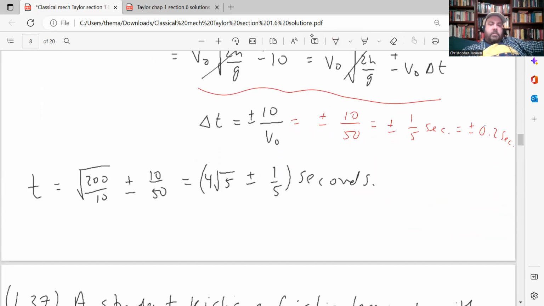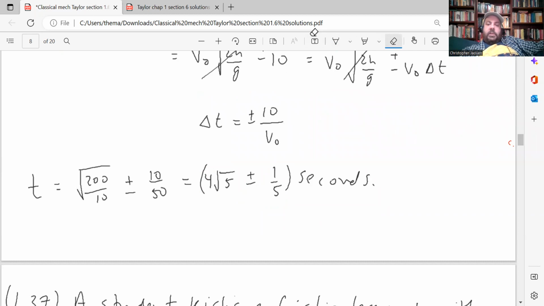So the time it takes for the package to hit the ground is this. So the plane, if it wants to have the bundle hit the ocean 10 meters before the raft, it has to release it 4 times root 5 minus 1/5 seconds before, and then 1/5 of a second after, if it wants 10 meters after it. So that's a solution to part C.